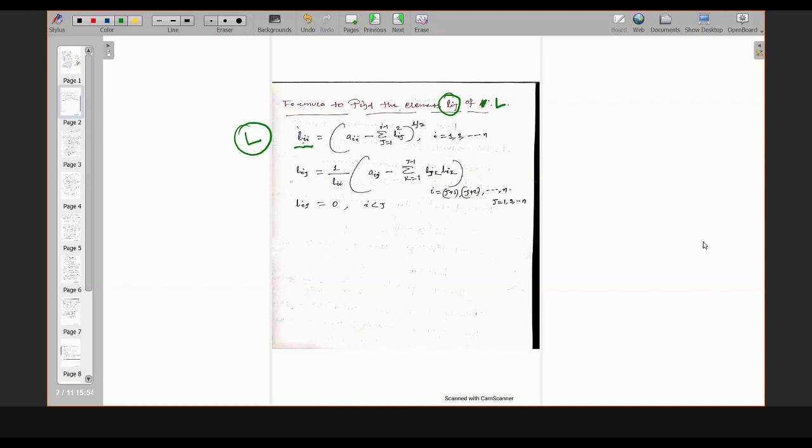Roll number 31, Himanshu Sharma. Your mic is on. Himanshu Sharma, roll number 41.